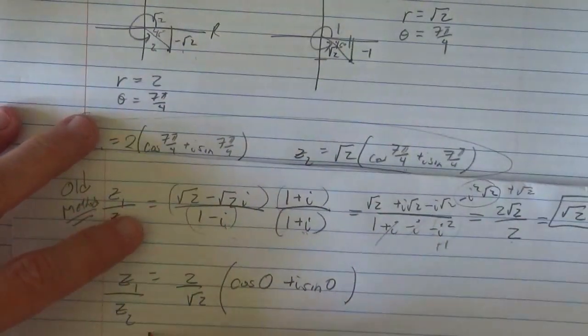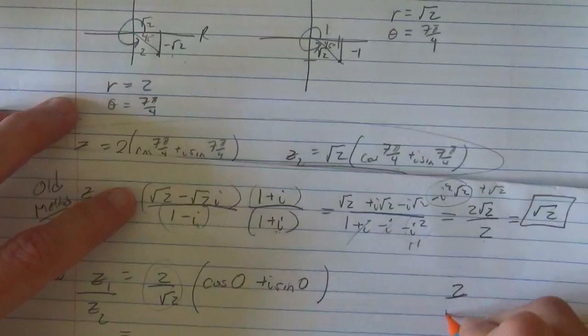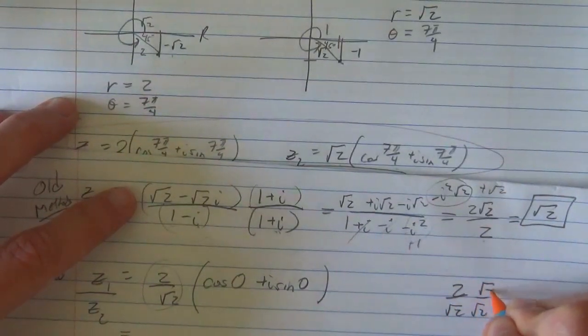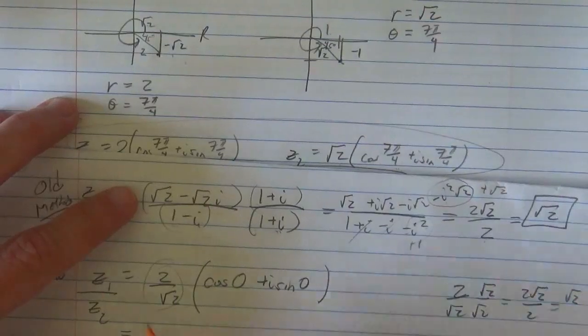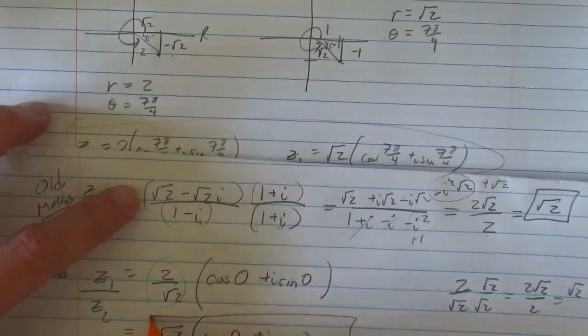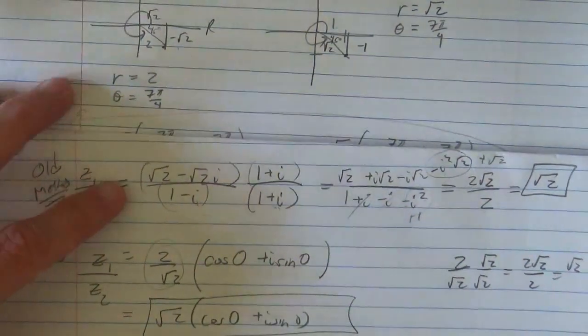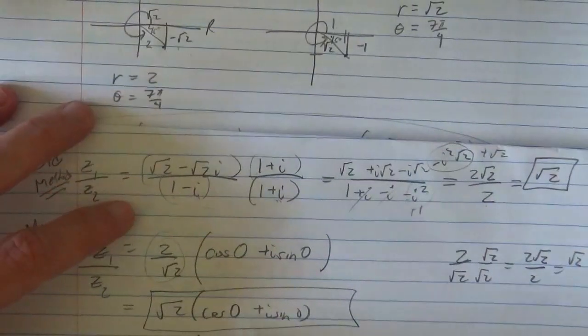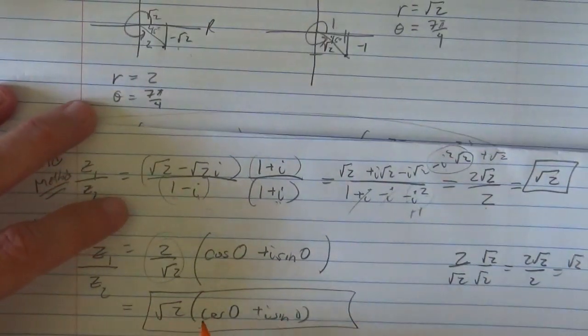And the only thing I might want to do to this is rationalize that thing. So if I have 2 over root 2 and I multiply top and bottom by root 2, I get 2 root 2 over 2, which is just root 2. So I've got root 2 times the cosine of 0 plus i sine of 0. And believe it or not, that's what they want for your polar form. And that's how they want you to leave it.